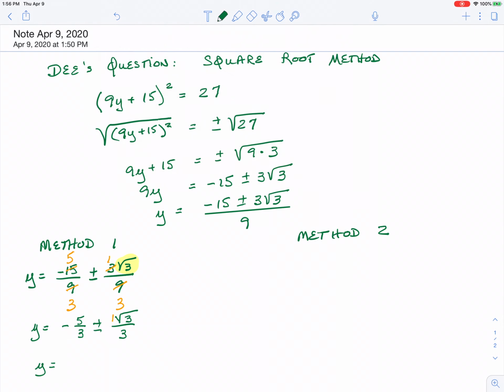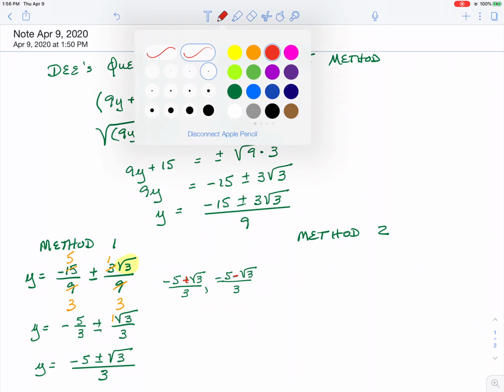And then you can merge these back together, keep the negative on the top with the 5, the plus or minus the square root of 3 in the numerator. And the reason you can merge these back together, of course, is because the denominator is the same. So you would write this negative 5 plus the square root of 3 over 3, comma, negative 5 minus the square root of 3 over 3. Notice that the negative 5 doesn't alternate signs. It's the plus or minus on the square root of 3 where we alternate signs. All right, so that's method 1.